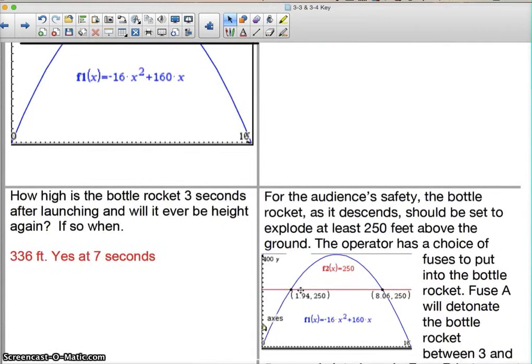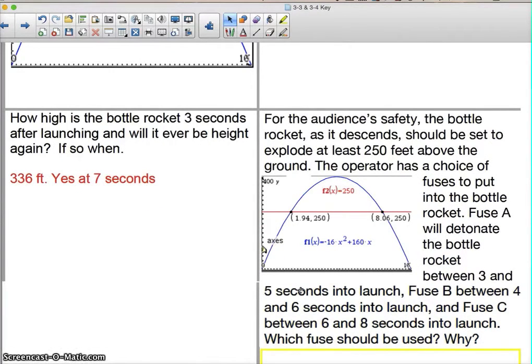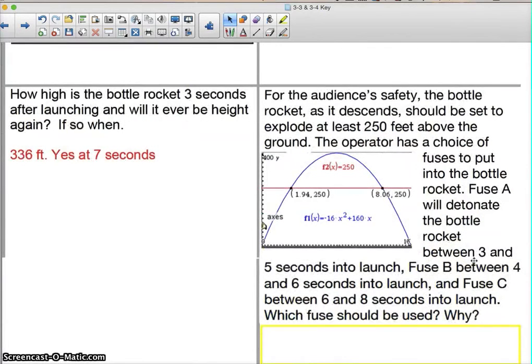All right, let's go to the next blank here. It says, for the audience's safety, the bottle rocket, as it descends, should be set to explode at 250 feet above the ground. In other words, we don't want it exploding when it just barely leaves your hand. Okay, the operator has a choice of fuses to put into the rocket. Fuse A will detonate the rocket between 3 and 5 seconds. B between 4 and 6 seconds. And C between 6 and 8 seconds. All right, when is the best time to do this?